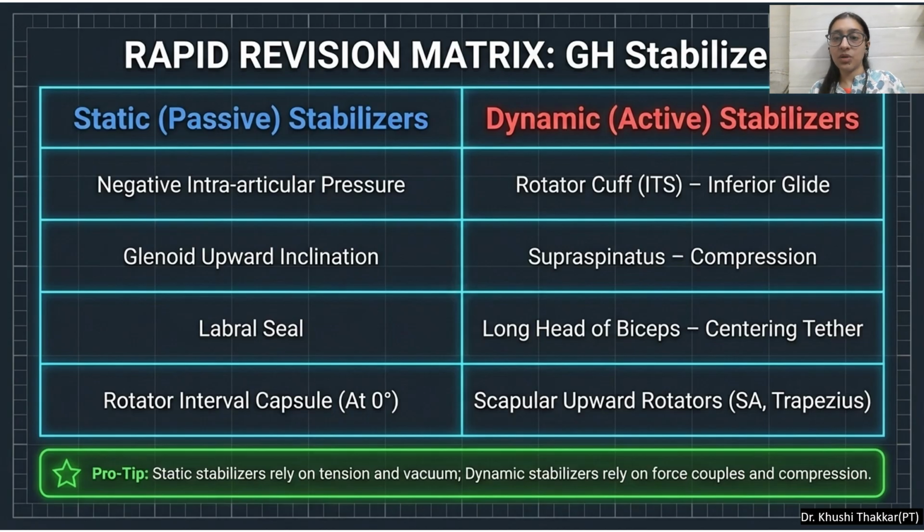Dynamic active stabilizers include rotator cuff that is ITS muscles which provide the inferior glide and also help offset the superior translatory force of deltoid. The supraspinatus muscle which has a compressive force vector, the long head of biceps which helps center the head of the humerus into the fossa, and scapular upward rotators that is serratus anterior and trapezius which prevent overriding of scapula outside the entire shoulder biomechanics. So always remember that static stabilizers rely on tension and vacuum. Dynamic stabilizers rely on force couples and compression provided by the muscles.